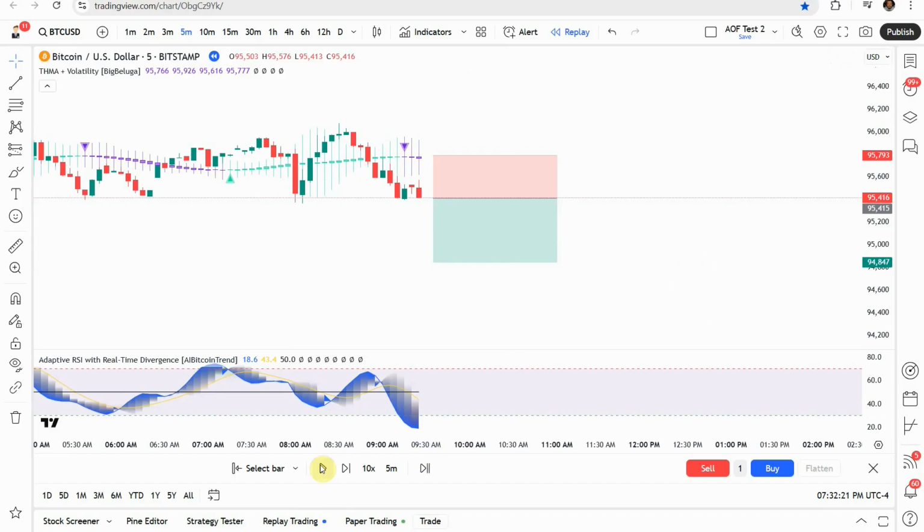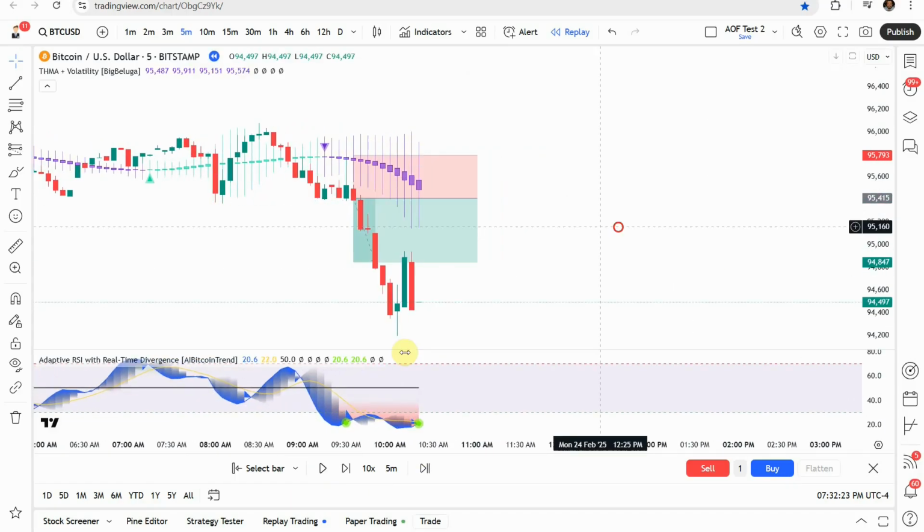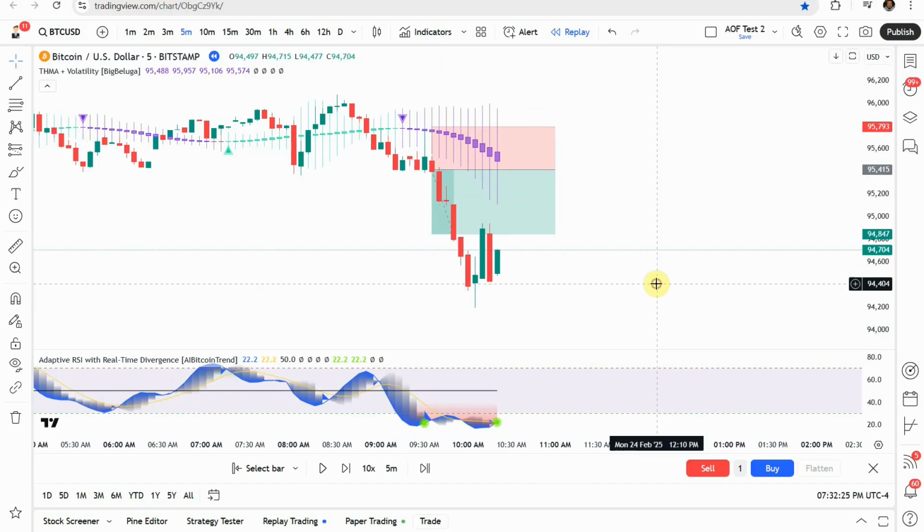Let's go ahead and play this one forward and see how it plays out. And a really nice push to the downside, getting us to our take profit. Alright, so that puts us at the end of the testing right there.